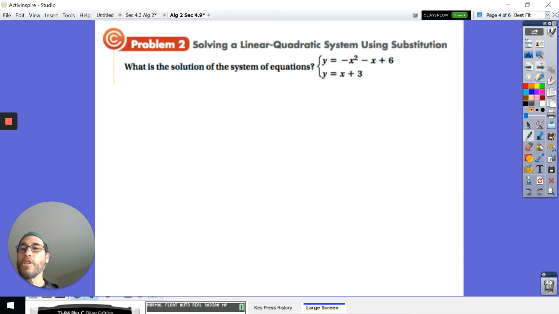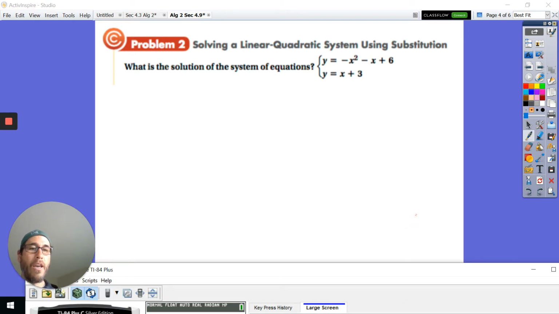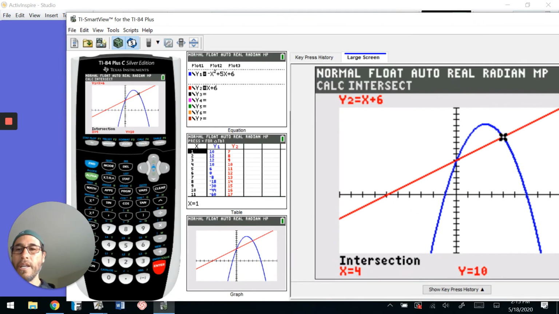Now, this one says we're going to do it by substitution. We're going to do that a little bit later on when we focus on factoring, okay, you guys? Now it's just making sure we're good at the calculator. All right, so what do we have here? We have negative x squared minus x plus 6. We're just going to do a couple more of these, okay, to make sure you guys get it.